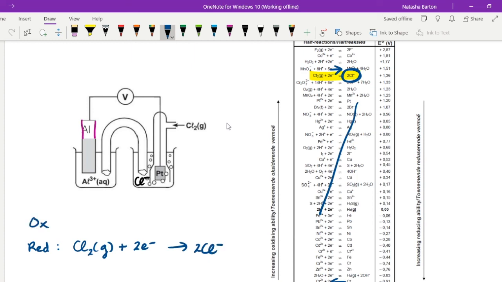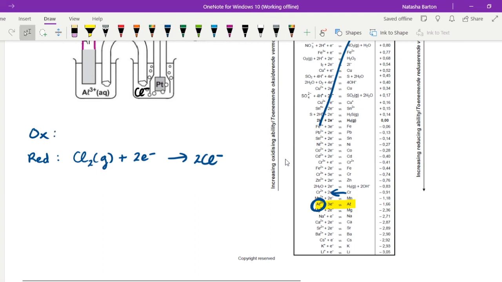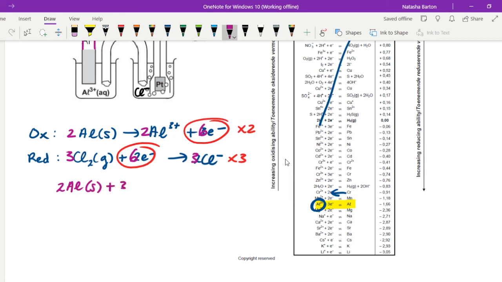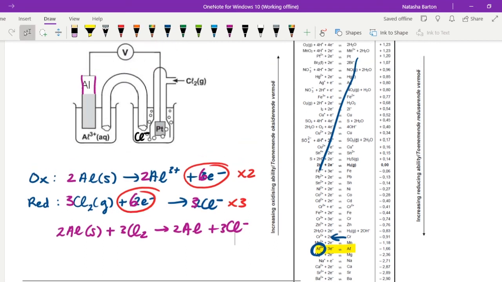And then our oxidation half reaction is here at the bottom. Here we have aluminium solid is going to form Al3+ plus three electrons. Just to show you guys, if we want to balance this, here we have 3, there we have 2. So we times 2 and times 3. That gives us 6 electrons each. So the net reaction is 2Al solid plus 3Cl2 is going to form 2Al3+ plus 6Cl-. Just for clarity, that's how that would be.